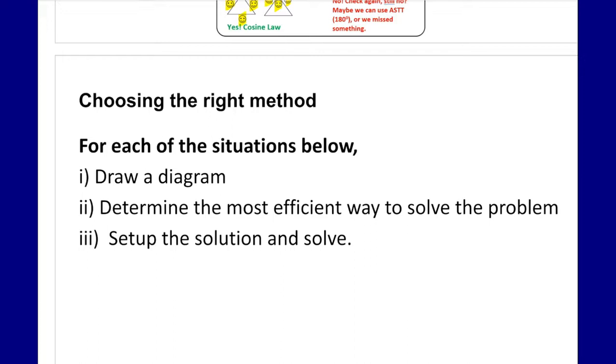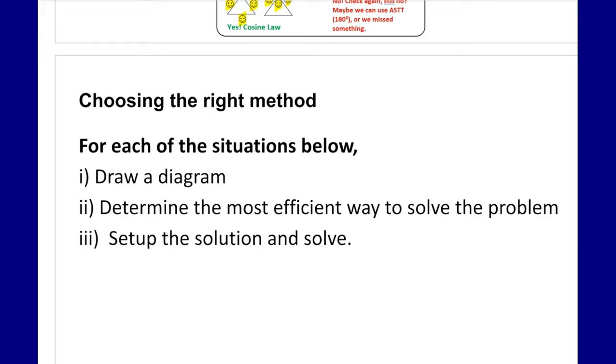Because again, we mentioned before, the sine law can be used even in right angle triangles. However, it may not be the most efficient because it is a longer formula, a longer law or longer calculation. So we want to make sure we're being the most efficient. So that would basically be using the first correct formula that we come across with that flowchart. From there, we can set up the solution and solve.